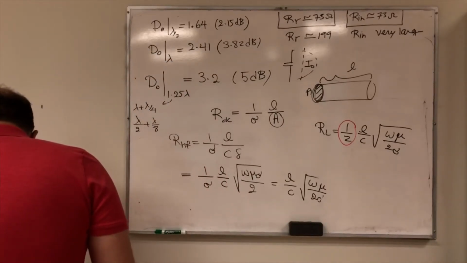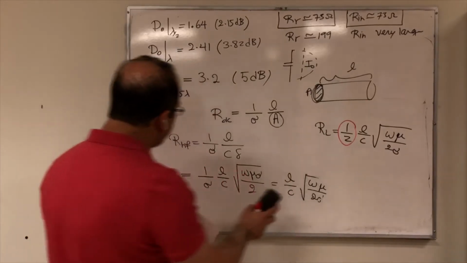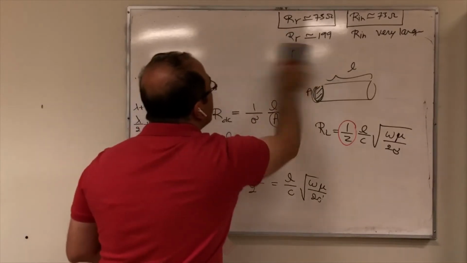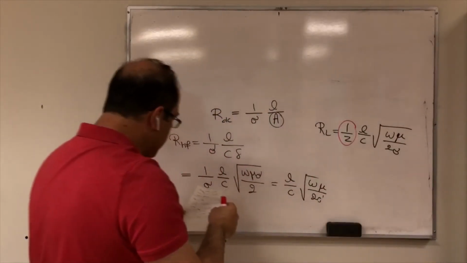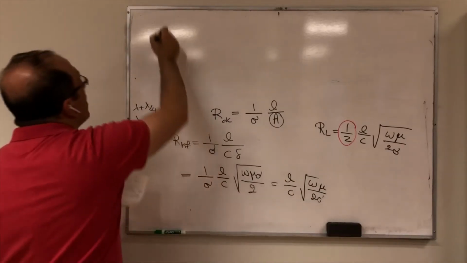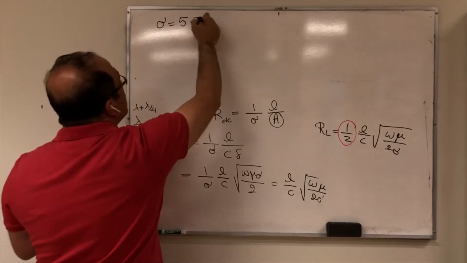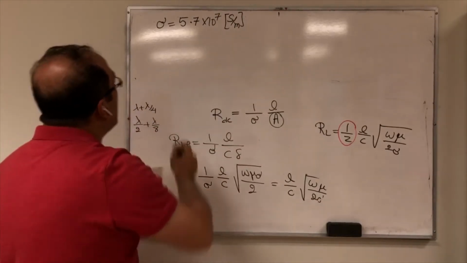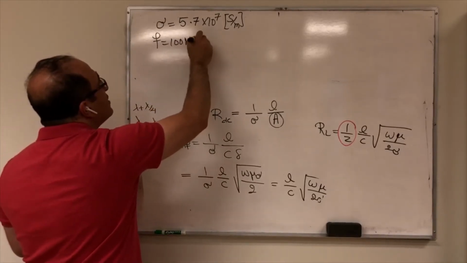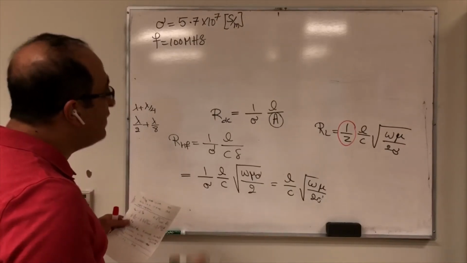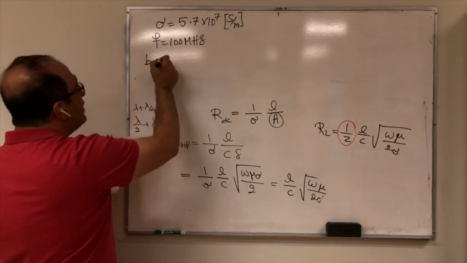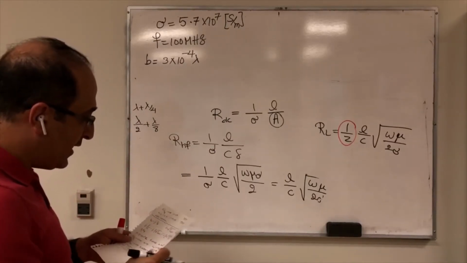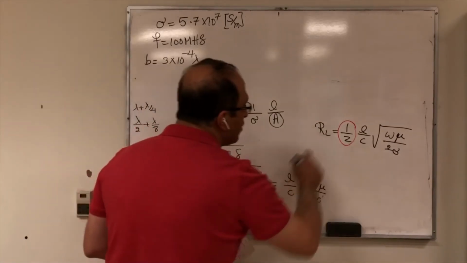And let me make an example. This is an example from the textbook by Professor Balanis, Wiley textbook. So let's assume that you're using copper and the conductivity of copper is 5.7 times 10 to the power of 7. Remember, the dimension of conductivity is Siemens per meter. So that's my sigma. I'm assuming that my f is 100 megahertz. So this is my f, frequency of operation. The radius of the wire, b, is taken to be 3 times 10 to the power of minus 4 times wavelengths. So this is the radius of the wire. And now you can calculate the R of loss for a half wavelength dipole antenna.